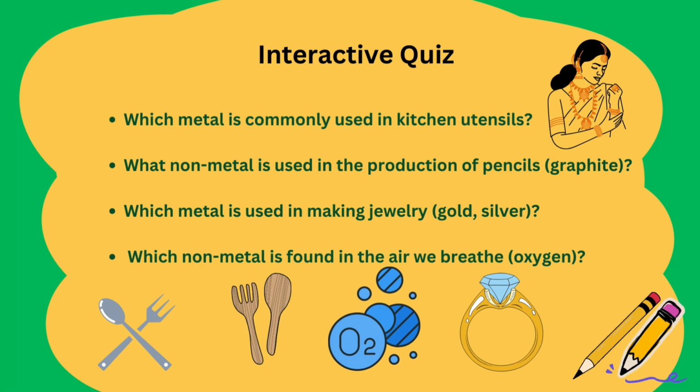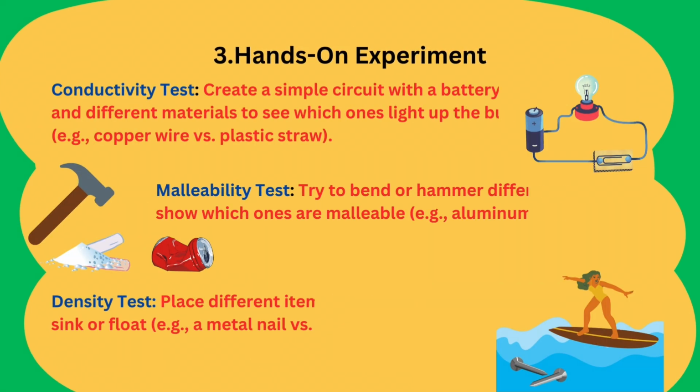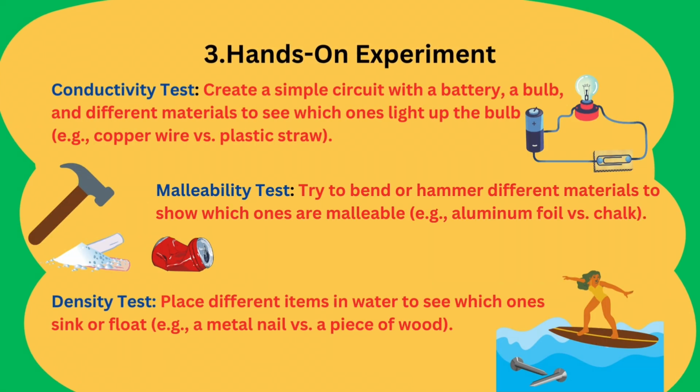Which non-metal is found in the air we breathe? Oxygen. Hands-on experiment. Conduct a simple experiment to show the properties of metals and non-metals. Examples.